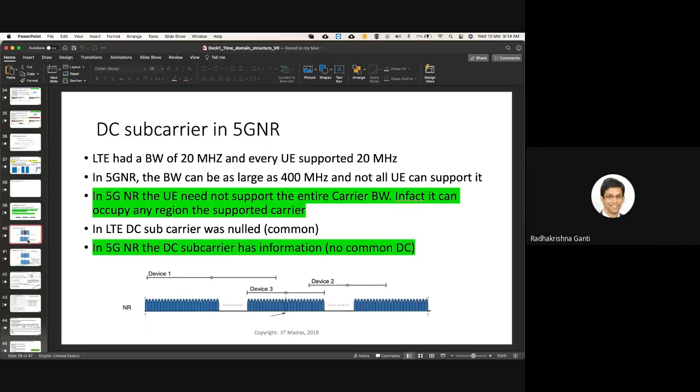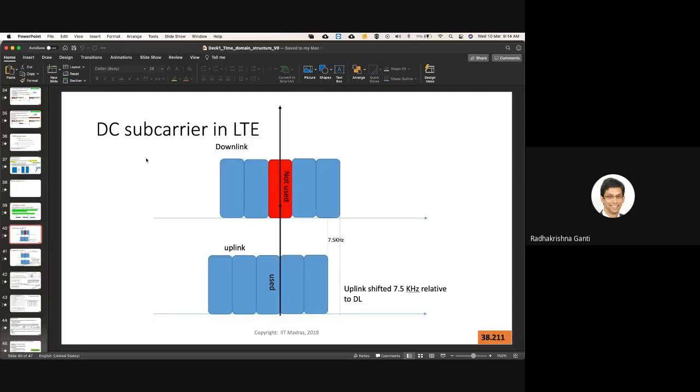Okay. There's one more difference. So essentially, this is what an LTE. Okay, there's one more thing I want to tell you. As I told you before, when we say subcarrier, the center frequency is what we look at. I'm just showing a big example. So this is LTE, this 15 kilohertz subcarrier. So essentially, the DC subcarrier was not used.